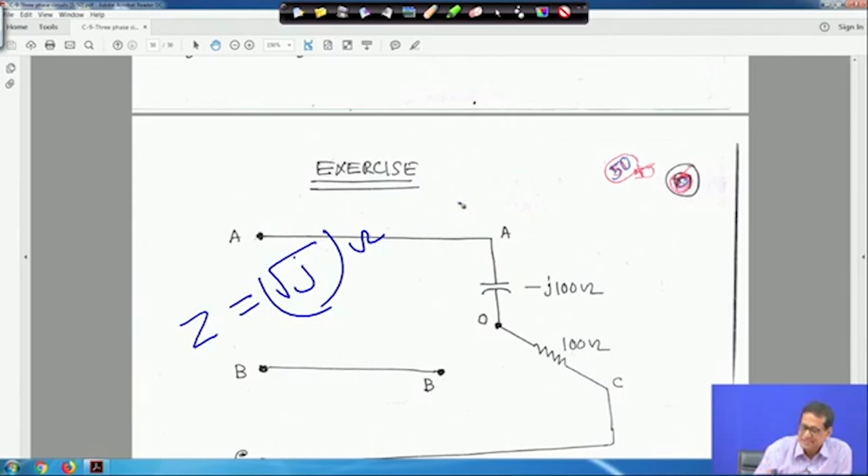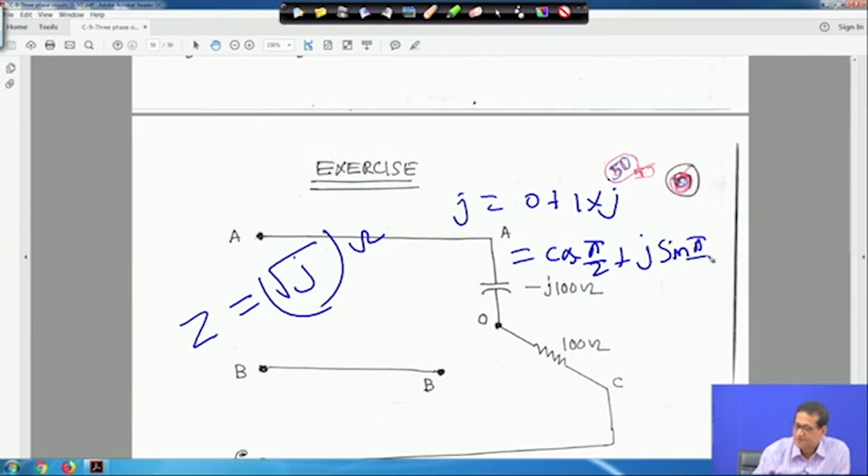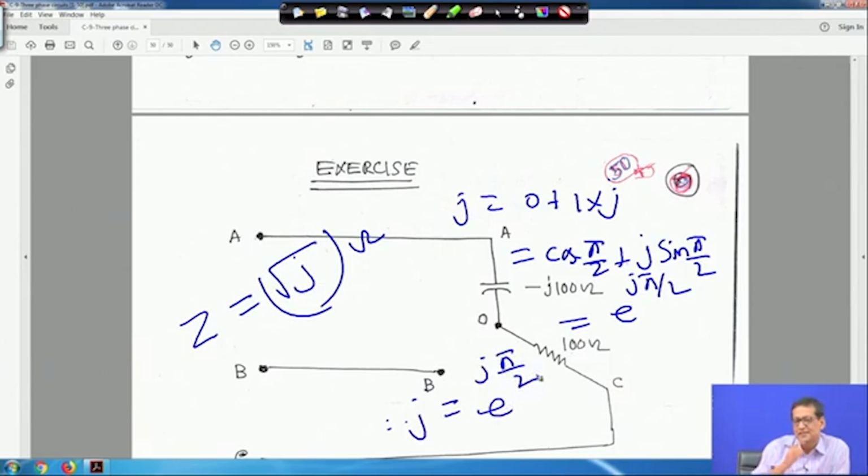Look, j is equal to 0 plus 1 into j. You can write 0 as cos pi by 2, and 1 as j sin pi by 2. That means you can write this as e to the power j pi by 2. So my j is equal to e to the power j pi by 2. This is class 11 complex numbers.